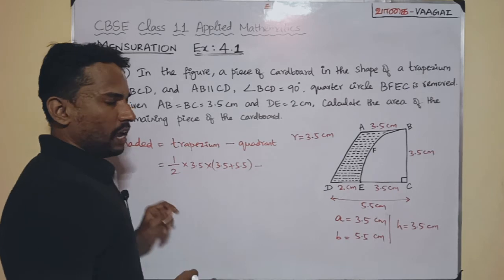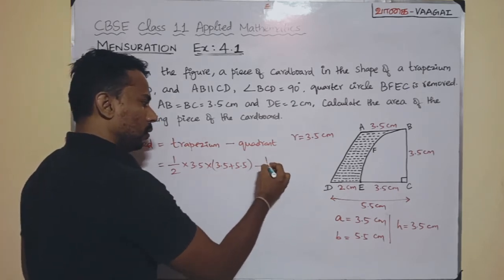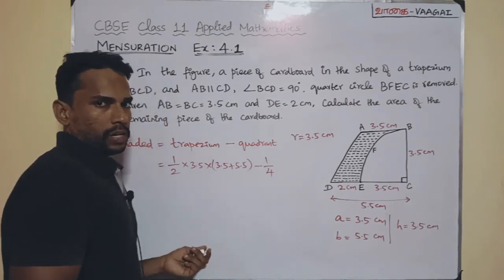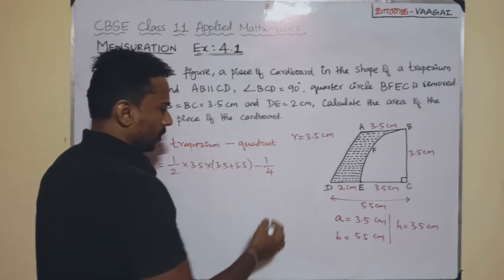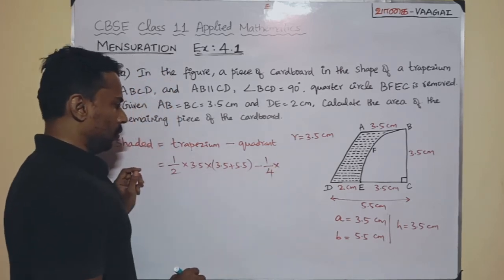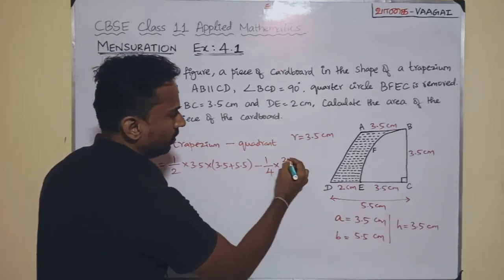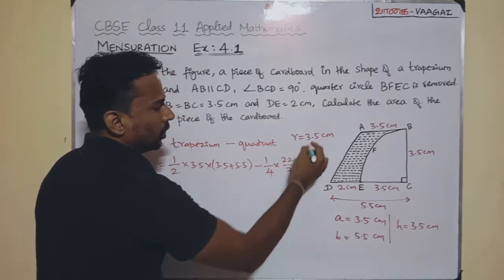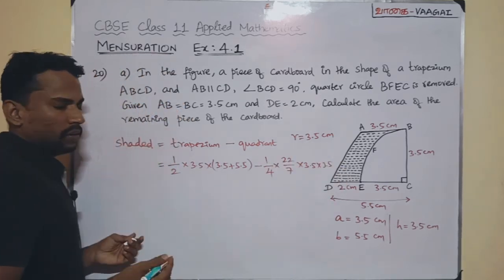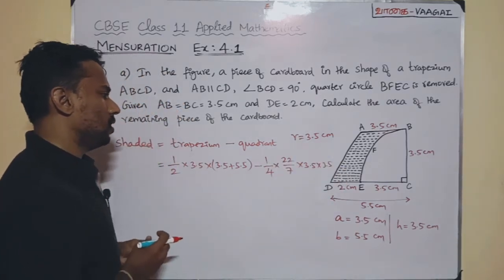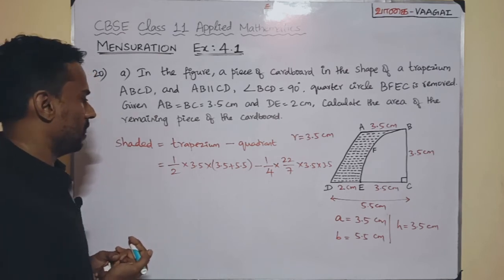Now what about the area of a quadrant? That will be nothing but 1 by 4 of pi r square as usual, because it is a quarter circle, 1/4 of pi r square. That will be equal to 22 by 7 into, now next we have 3.5 into 3.5. Now once we do this calculation, we will be easily able to get the answer. So let's do this calculation very clearly now.